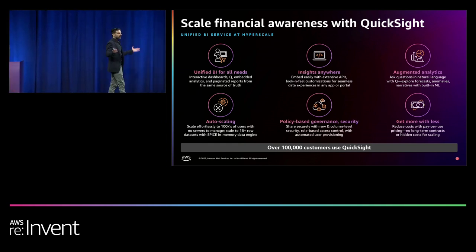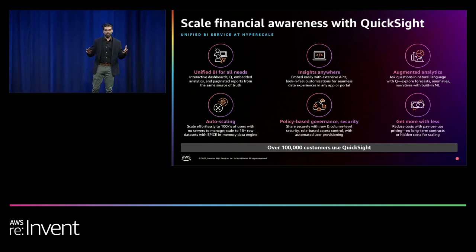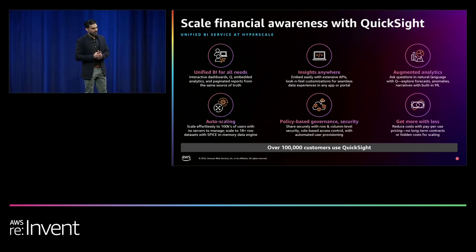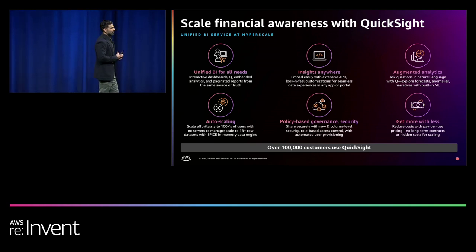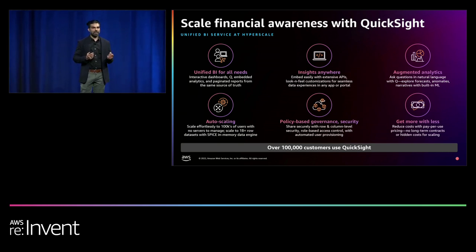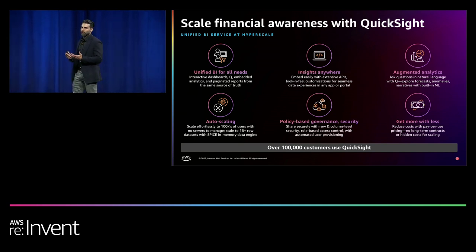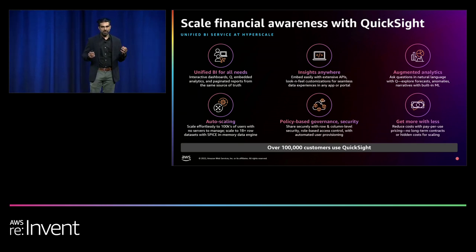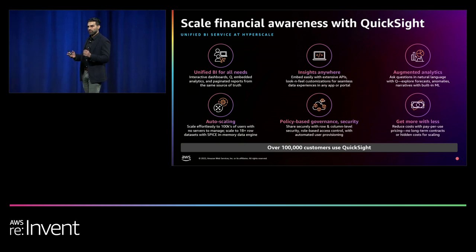All right. So all that you saw was built on top of QuickSight. Now, scaling financial awareness is the first step to creating a cost-efficient culture and driving efficiencies within your organization. So with cloud intelligence dashboards powered by QuickSight, there are a multitude of ways of doing that. First is you can share these dashboards with everyone in your organization. And QuickSight provides enterprise-grade control to administer the permissions.